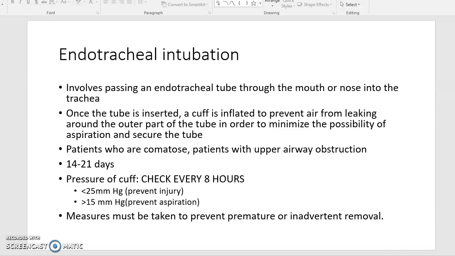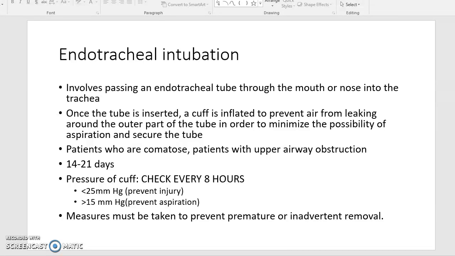The endotracheal intubation is only for 14 to 21 days. After that period of time, the person might not need it anymore, or hopefully they won't need it anymore, or they would upgrade to the tracheostomy tube, which is what we'll be talking about next slide.